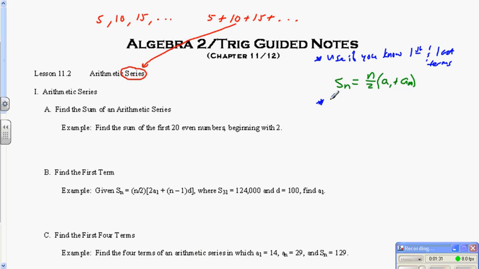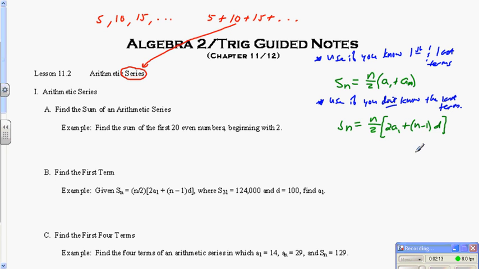The second formula will be to use if you don't know the last term. And that formula is S sub n, the sum of n terms, number of terms divided by 2 still, and it's 2 times the first term plus n minus 1 times d. A little bit of the first formula we had from the last lesson.